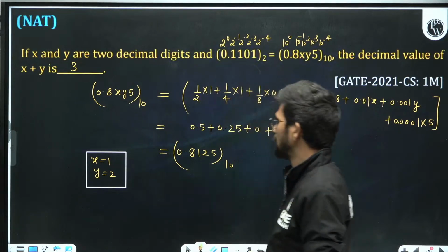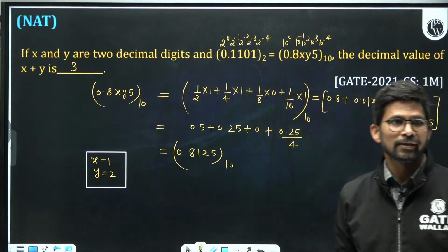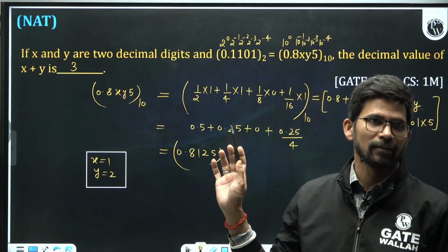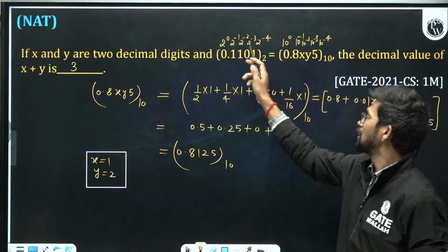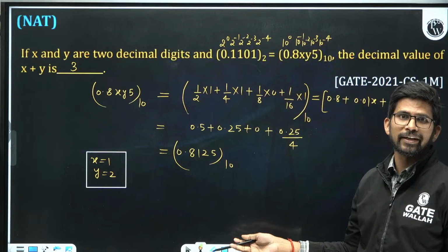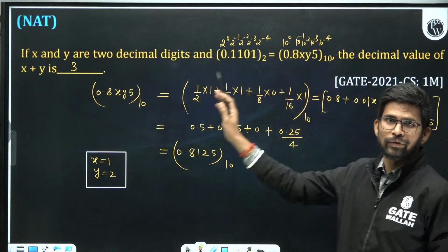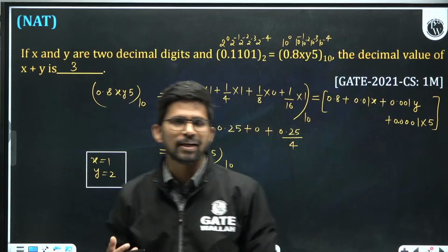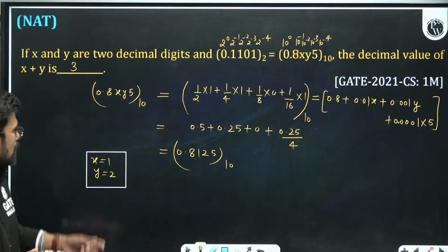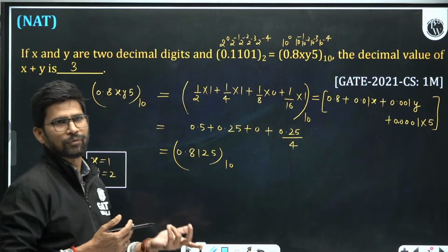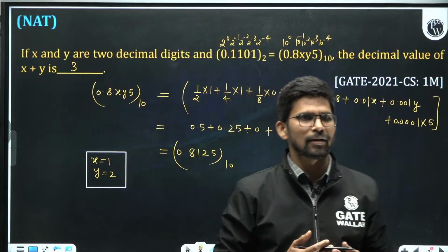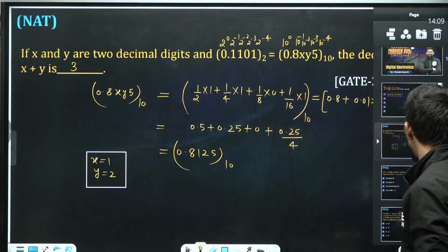Okay, is this clear to everyone? Please answer. So directly we have converted this binary number into the equivalent decimal number. This is already in the decimal number system, so we have compared both the equations and found the corresponding bits x and y, and directly we get the answer 3. Okay, let us move to the next question.